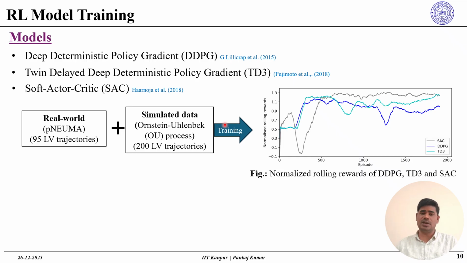In this case, we have taken 3 types of models: DDPG, TD3 and Soft Actor-Critic. Once we selected the models, we trained them on a real-world data set and a simulated data set. The real-world data set comes from the NGSIM data set, along with the simulated data set. The training results look like this. The y-axis represents the normalized rolling reward and the x-axis represents the episode. This is how the rolling reward looks for all 3 models.